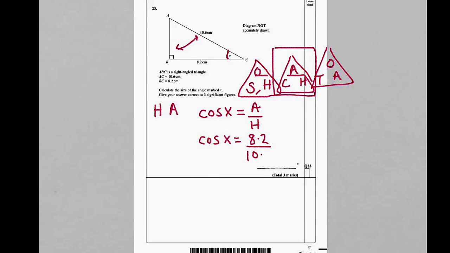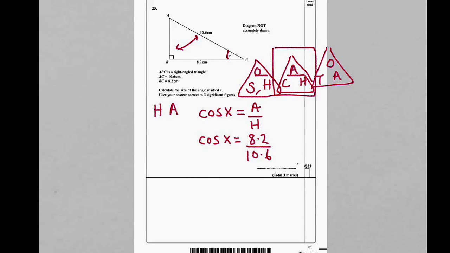So I've been given the hypotenuse. I've also, if this is my angle X, I've been given the side that's adjacent to it, next to it. So I'm dealing with A and H, which tells me that this is the triangle I want, the cosine triangle. Now it tells me to get the cosine, I've got adjacent divided by hypotenuse, and those are the sides that I've got. So cos of X is going to be adjacent divided by hypotenuse, which means the cos of X is equal to 8.2 divided by 10.6.